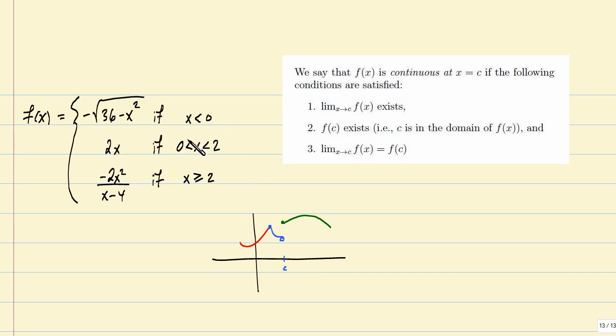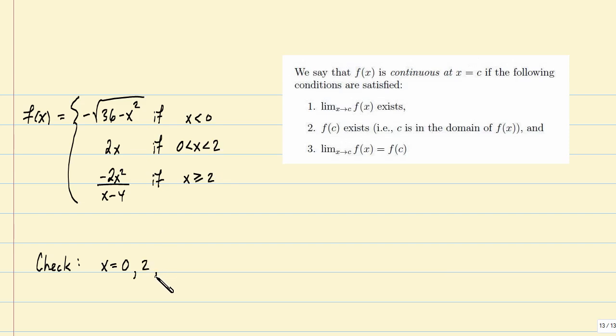So we want to be very careful about what happens here at the borders between pieces. We'll definitely want to check those x values out. Okay, so let's start a list of all the x values that we'll need to check. Certainly x equals 0, the border between these two pieces, we'll need to look at. x equals 2, the border between these two pieces, we'll need to look at.